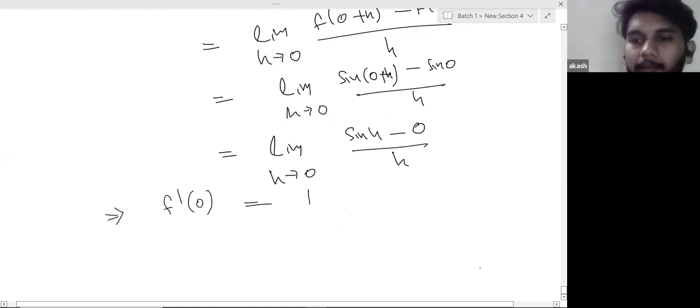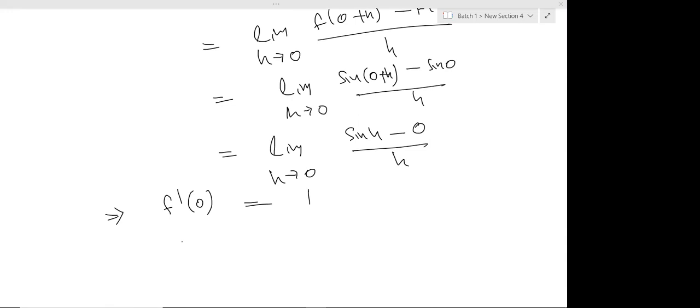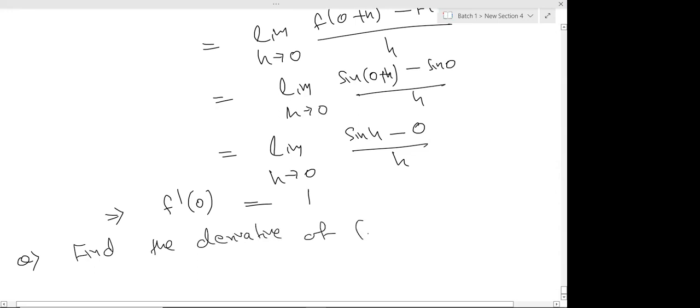Is this clear what we did here? Arsalan, Abdul. All right, note it down and solve the next question. Find the derivative of f of x equals x square plus 1 at x equals 2. All right, I'll give you a few minutes, try to solve this.